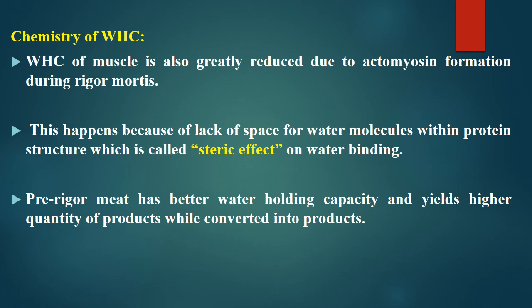Whereas pre-rigor meat has better water holding capacity and yields a higher quantity of products when converted into products. In pre-rigor meat, that actomyosin formation is not there, so it will hold more water, and moreover the pH is high at this stage, so more reactive groups are available and water holding capacity is more. If we use such meat, the yield will be more because of more water holding capacity, and the juiciness of such a product will also be good. So sometimes it is also called hot processing of meat.